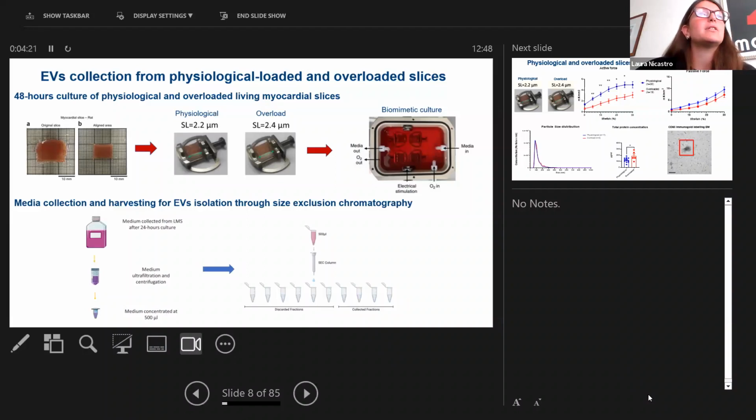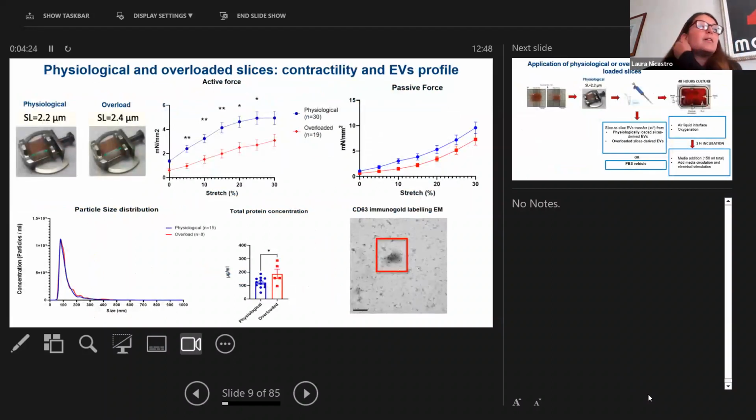Here, in our first set of results, we can see that the slices have different phenotypes in terms of contractility, as we can see in the active force graph on the left, without altering the stiffness of the slice, which is the passive force. When we quantified EVs after 48 hours from these 2 different conditions, although there was no significant difference in the distribution nor the size of these EVs, overloaded EVs had a significantly higher protein concentration compared to the physiological.